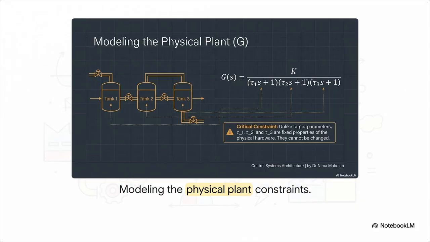Having nailed down our target, we have to look at the physical plant itself. We model the process G of S as a third-order system. Think of 3 interacting tanks. The equation for G of S is K divided by the product of tau 1 S plus 1, tau 2 S plus 1, and tau 3 S plus 1. Now, here is the absolutely crucial constraint. Unlike our target parameters, tau 1, tau 2, and tau 3 are fixed, unchangeable properties of the physical hardware. We literally cannot change them.